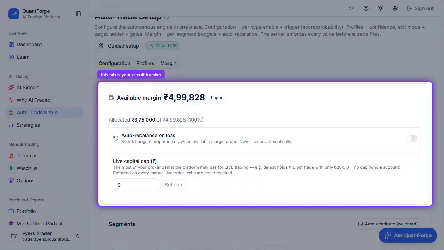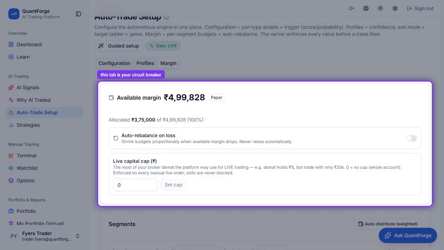So the one thing to fix in my head about this tab? This tab is your circuit breaker. The Rules tab decides whether to trade, this tab decides how much, and it is the number that keeps a bad run from becoming a disaster. Set budgets you would be calm to lose, split them into sensible slots, and let the server hold the line.